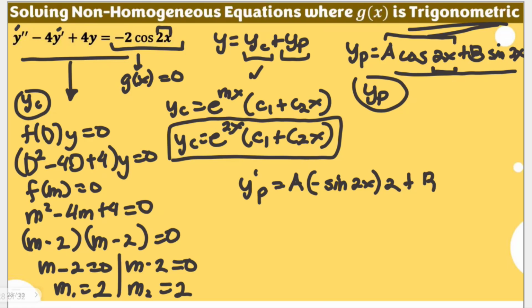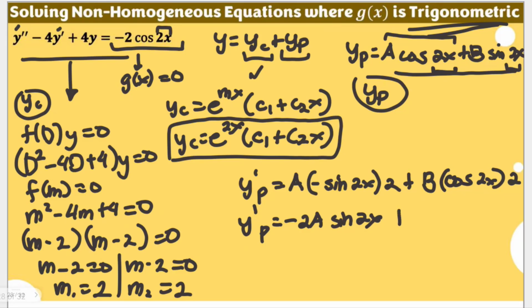Plus b, the derivative of sine 2x is just cosine 2x, times again the derivative of the angle 2. In short, your first order derivative of y sub p can be written as minus 2a sine of 2x plus 2b cosine of 2x. This will be substituted later to our first order derivative of y. Now, we still have the second order derivative of y. So let's look into the second order derivative of this.